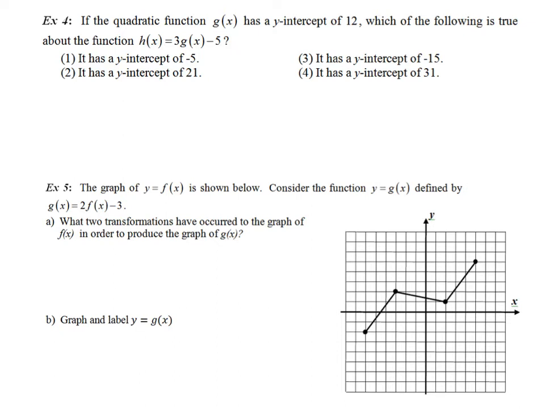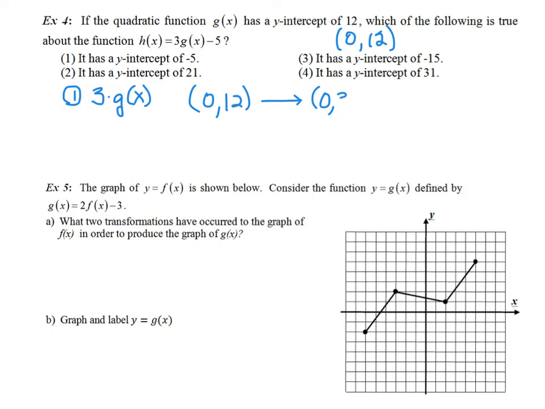In example number 4, we have another quadratic function g of x. So this is another parabola. This parabola has a y-intercept of 12, so that means that we're starting with the point where x is 0, y is 12. So 0, 12. The transformation for h of x this time, our first step is going to be multiplying the g of x, or the y coordinate, by 3. So we take the point 0, 12 and multiply the y value by 3, which gives us the new point 0, 36.